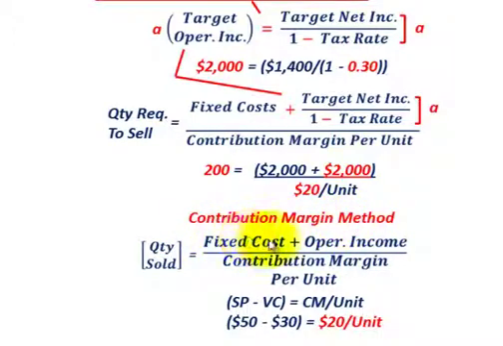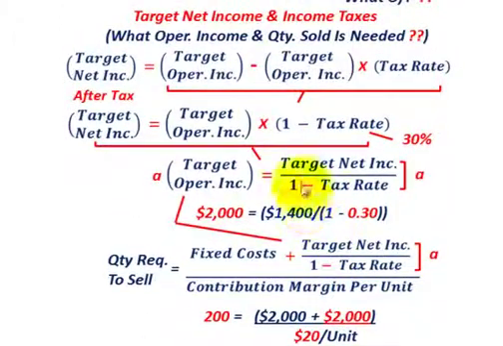So again, that was our fixed cost plus our operating income. But remember our operating income here, we redefined it, it was the targeted net income divided by 1 minus the tax rate, again divided by the contribution margin per unit. So our contribution margin per unit, excuse me, was just that $50 minus our $30, for $20 per unit. Okay, so maybe we should just go through the equations one more time here.